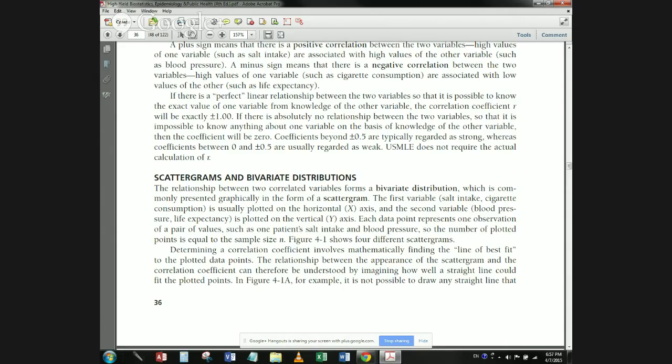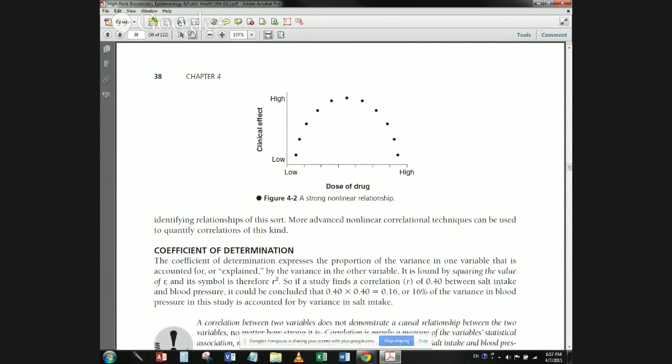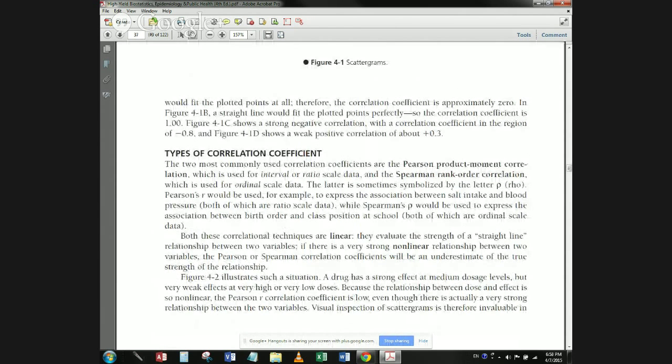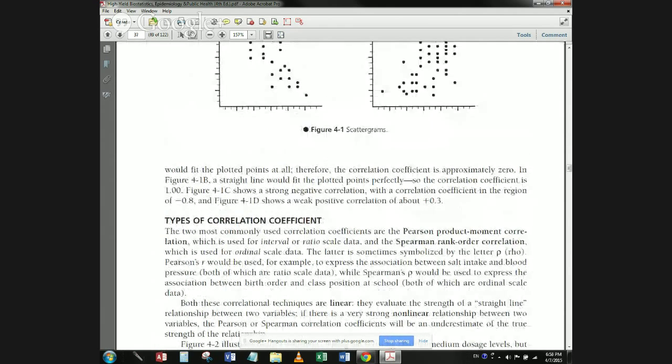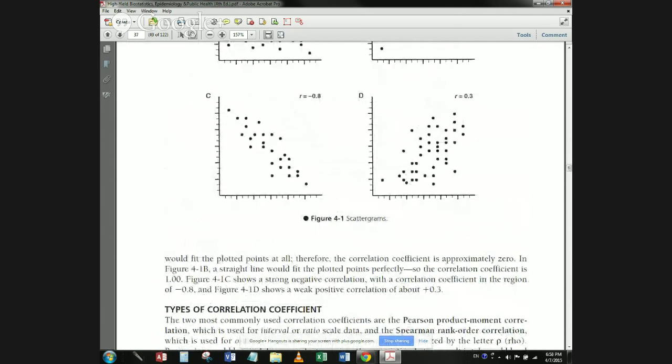Figure 4.1 shows 4 different scattergrams. Determining a correlation coefficient involves mathematically finding the line of best fit to the plotted data points. The relationship between the appearance of a scattergram and the correlation coefficient can therefore be understood by imagining how well a straight line could fit the plotted points. In figure 4.1a, for example, it is not possible to draw any straight line that would fit the plotted points at all. Therefore, the correlation coefficient is approximately zero.